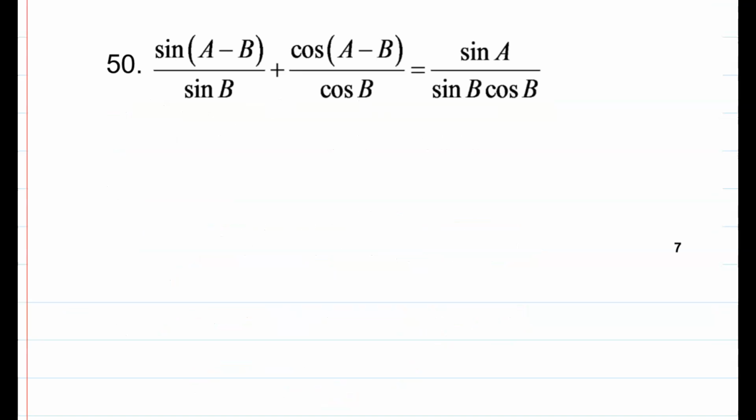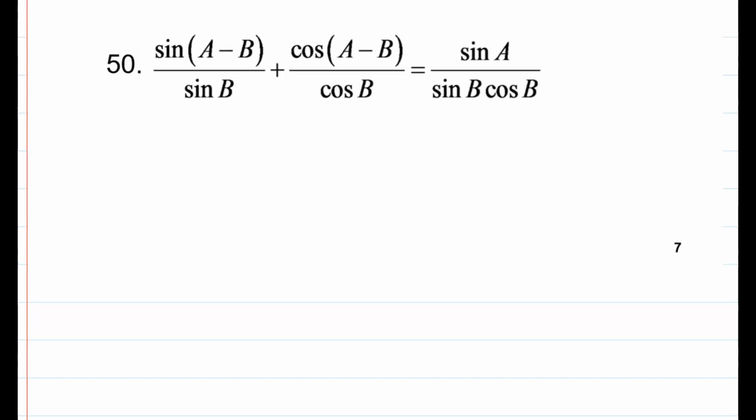Let's take a look at another example. In this case, we have 2 fractions on the left, 1 fraction on the right, and we can see that the denominators on the left, if we were to multiply those, we'd get a common denominator that would match the right side. So let's create common denominators on the left and then see if we can combine things.